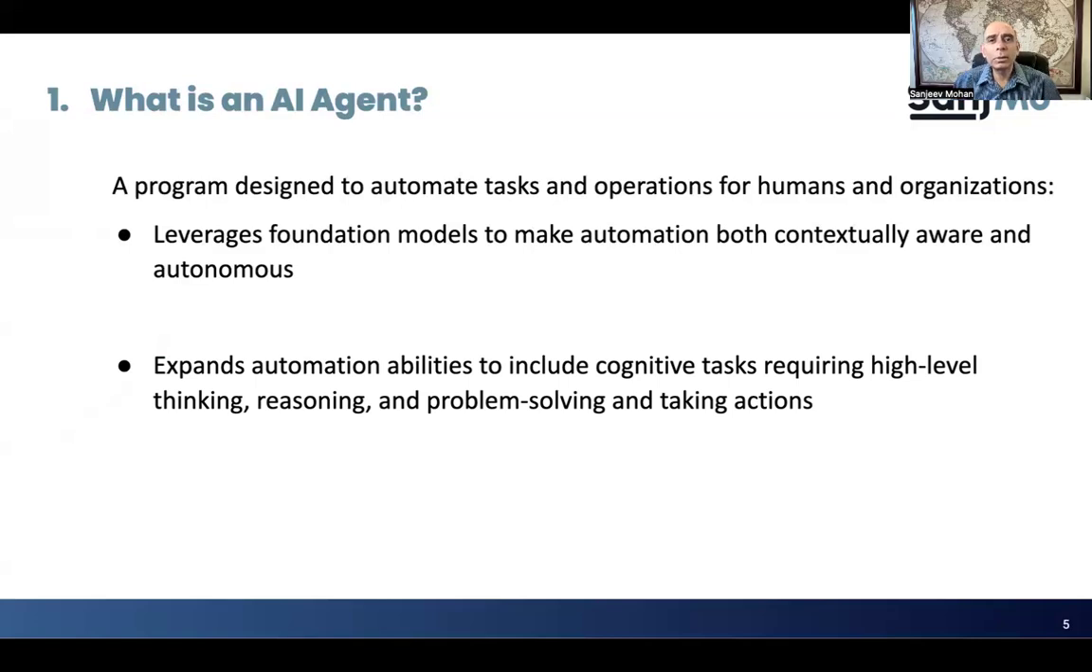What do we mean by cognitive tasks? So let's start looking at some examples to drive home the point. Let's say I have an agent, it's a scheduling agent. The job of that agent is to read my emails and then understand the content of that email and then take some action.